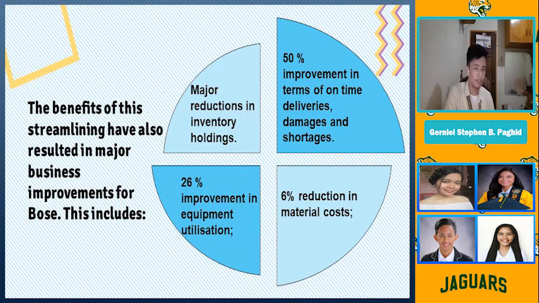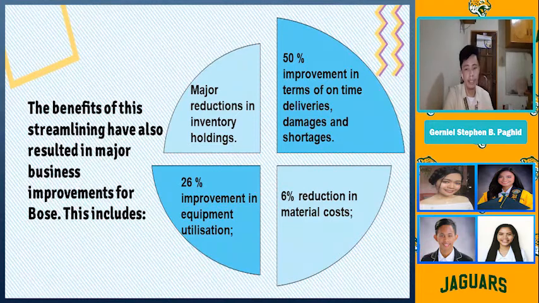These include, first, 50% improvement in terms of on-time deliveries, damage, and shortages. Next, 6% reduction in material cost. Next, 26% improvement in equipment utilization. And lastly, major reduction in inventory holdings. The Bose supplier in plant concept demonstrates how collaboration and integration can benefit the supply chain. The supplier in plant can, to a large degree, be superseded by today's electronic integration technique.